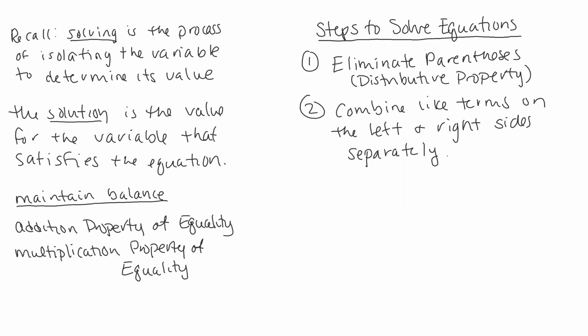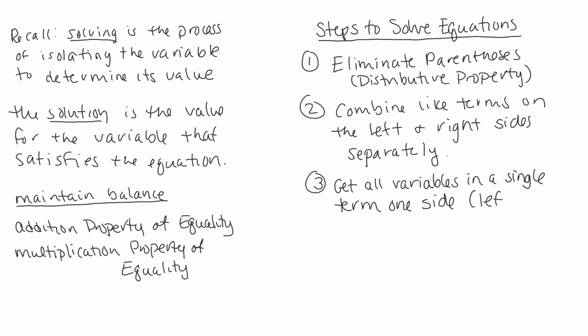It's step 3 where we start moving stuff around. So step 3, we want to get all variable terms together. So we want to get all variables in a single term on one side of the equation, generally the left, and all constants on the other side.